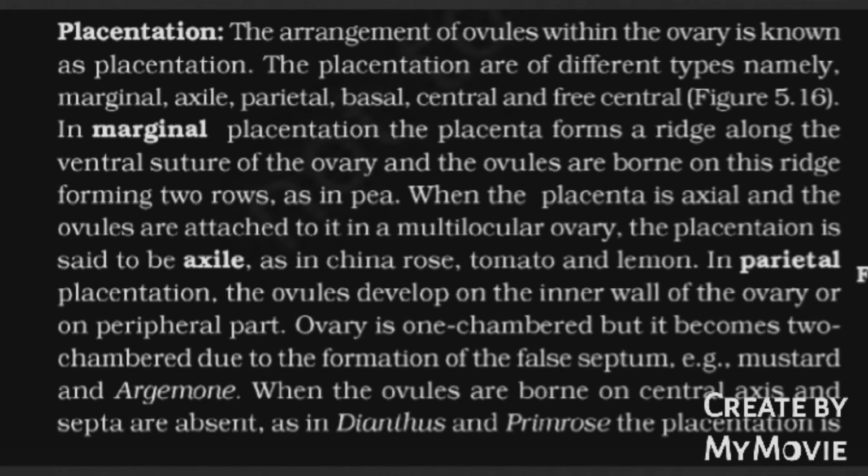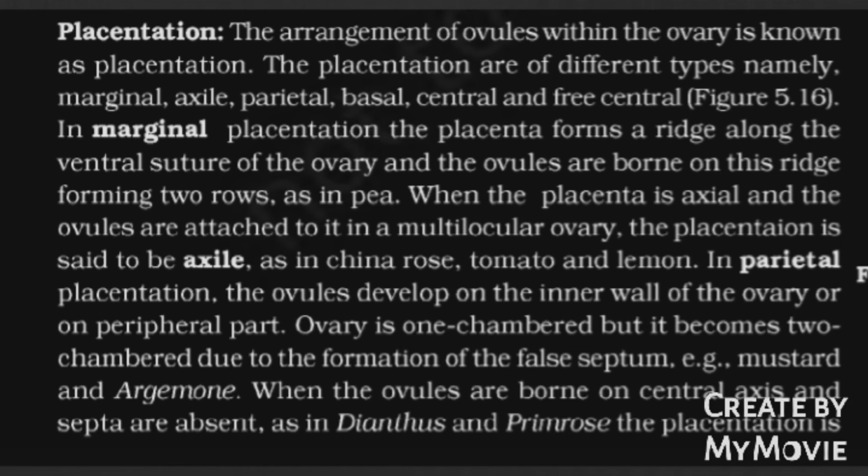In marginal placentation, the placenta forms a ridge along the ventral suture of the ovary, and the ovules are borne on this ridge, forming two rows, as in pea. When the placenta is axial and the ovules are attached to it in a multilocular ovary, the placentation is said to be axial, as in China rose, tomato, and lemon. In parietal placentation, the ovules develop on the inner wall of the ovary or the peripheral part. Ovary is one chambered, but it becomes two chambered due to the formation of false septum, example mustard and argemone.